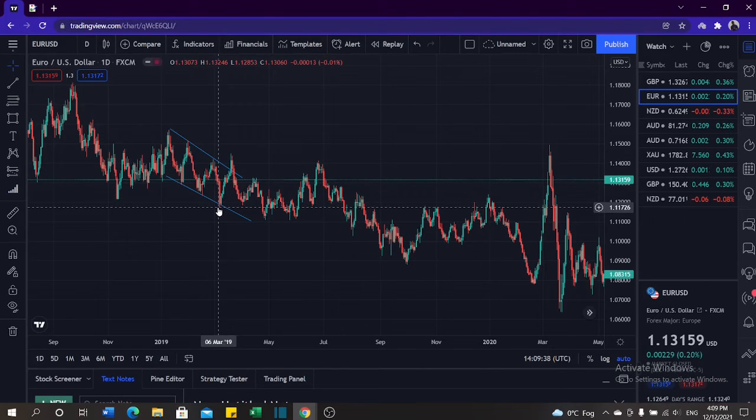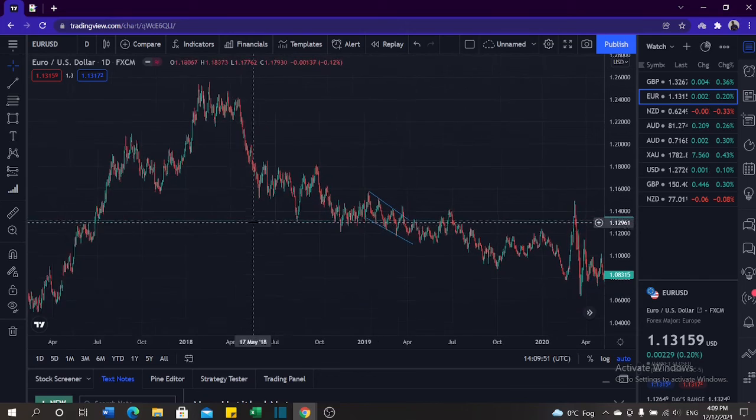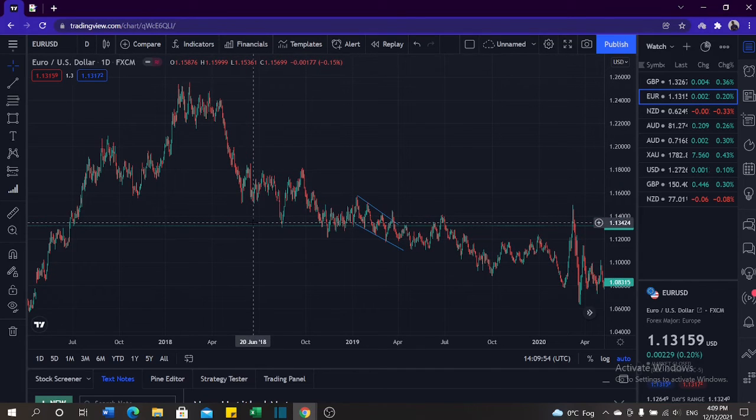Some traders can actually even choose to buy the market. It's a downtrend, but they can choose to buy in the market during a downtrend, so they can take profit when the price hits the other trend line. Basically, that's it. So keep on practicing how to draw trend lines. It becomes easier. It's a very simple concept.